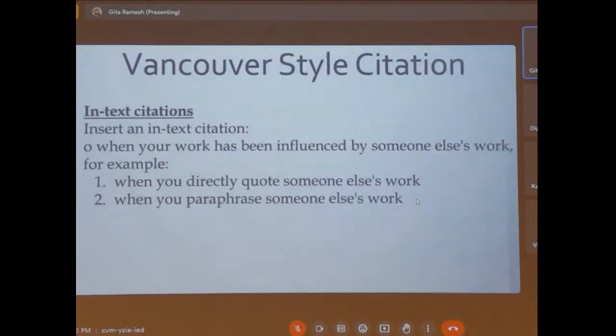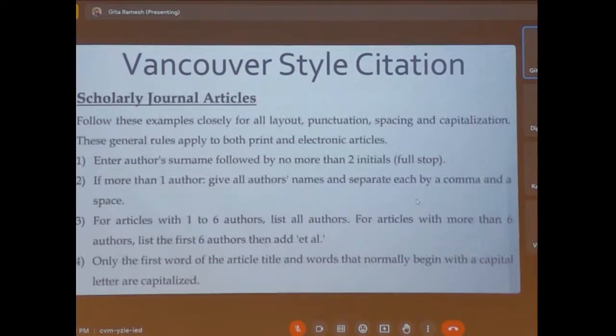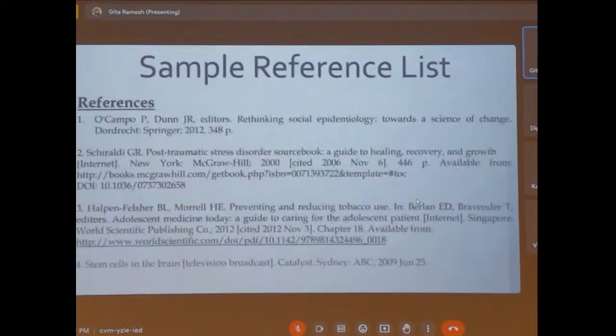This is in-text citations, that is, when you are quoting those words directly into your work. How do you write it in Vancouver style? This is how you will write it, as superscript and subscript. These are scholarly journal articles in Vancouver style citation. And this is the sample reference list in Vancouver style. This is how you will write single author, multiple authors, and internet resources if you are using them.